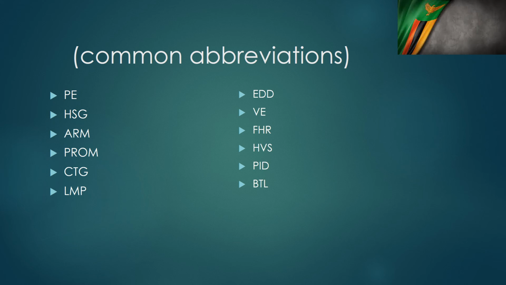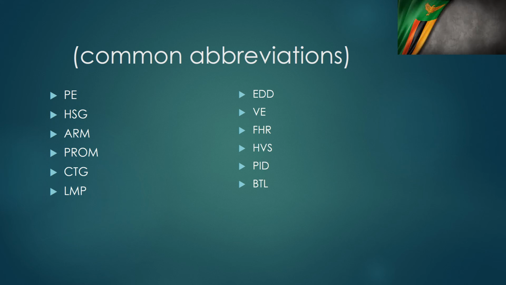Then we move on lastly to the common abbreviations that we use in the department. We have PE. When we say PE, normally that would be preeclampsia. HSG would be hysterosalpingogram. ARM is artificial rupture of membranes. PROM is premature rupture of membranes. CTG is a cardiotocograph. LMP is the last menstrual period. EDD is the expected date of delivery. VE is vaginal exam. You see a lot of people write FHR, meaning fetal heart rate. HVS, meaning high vaginal swab.